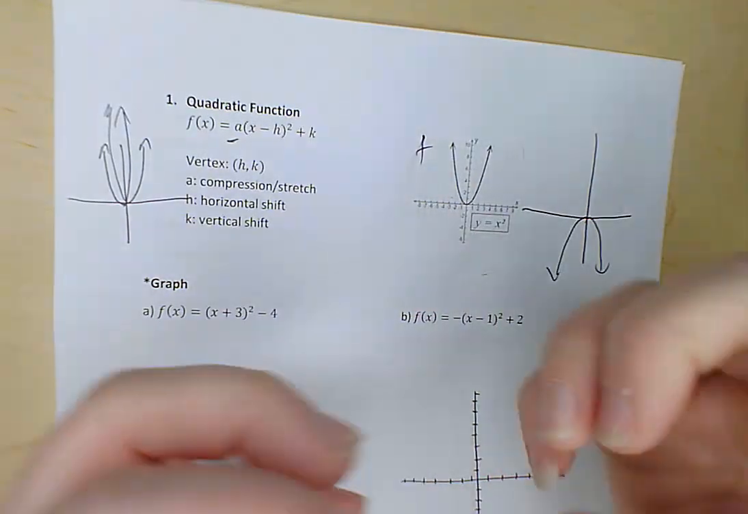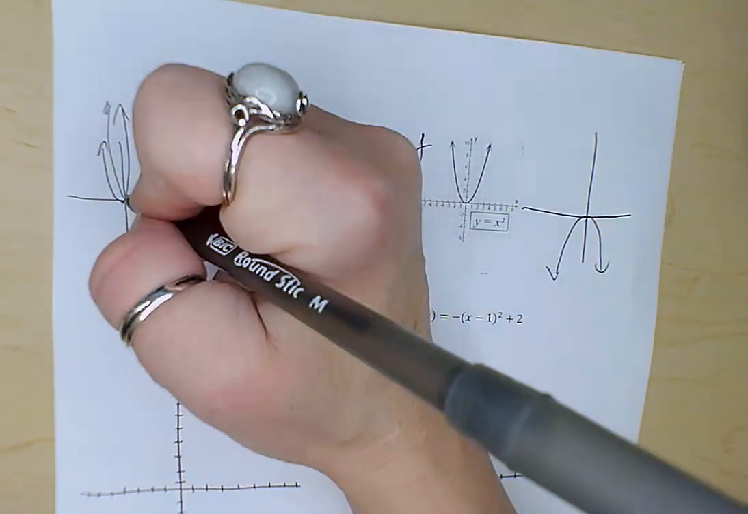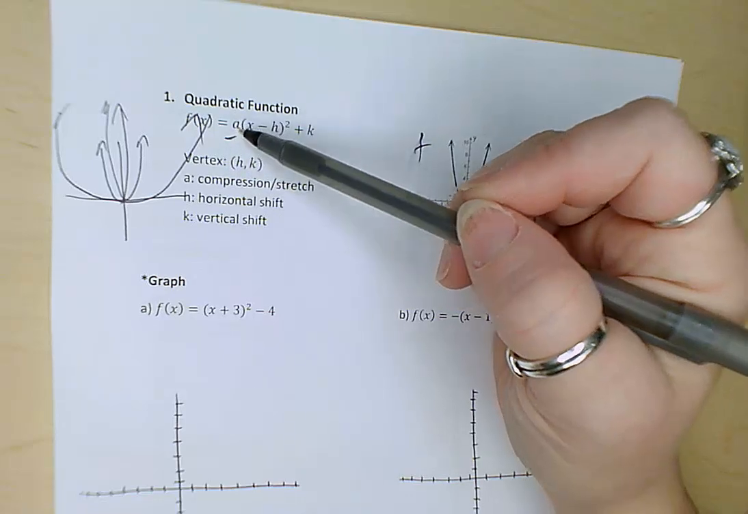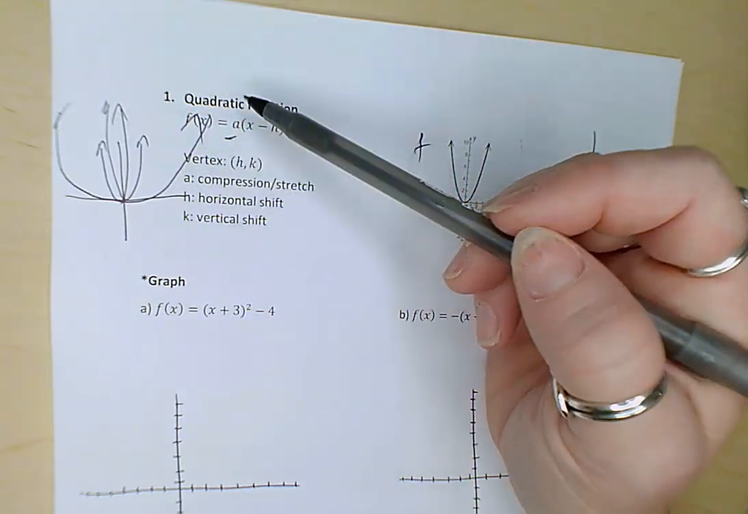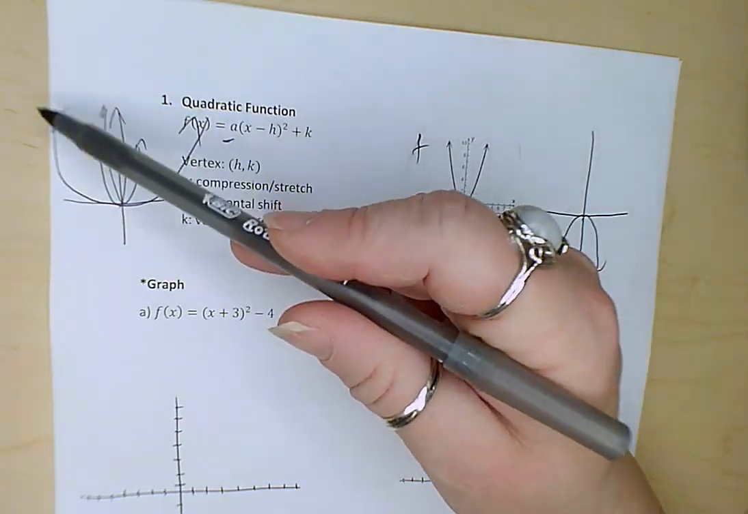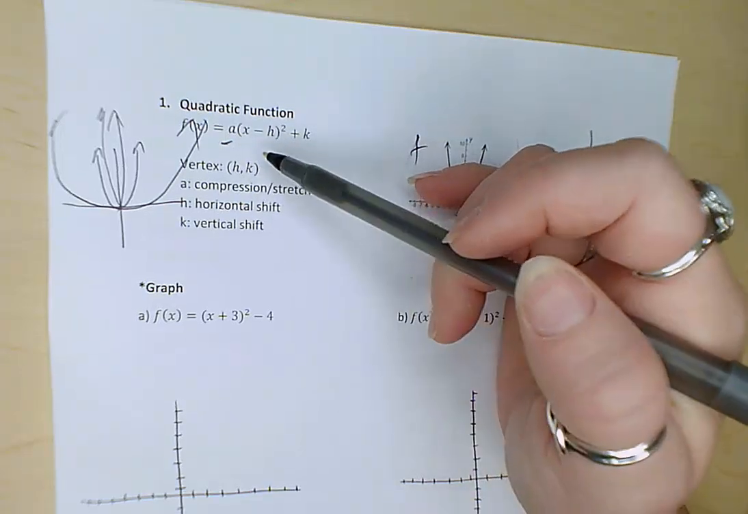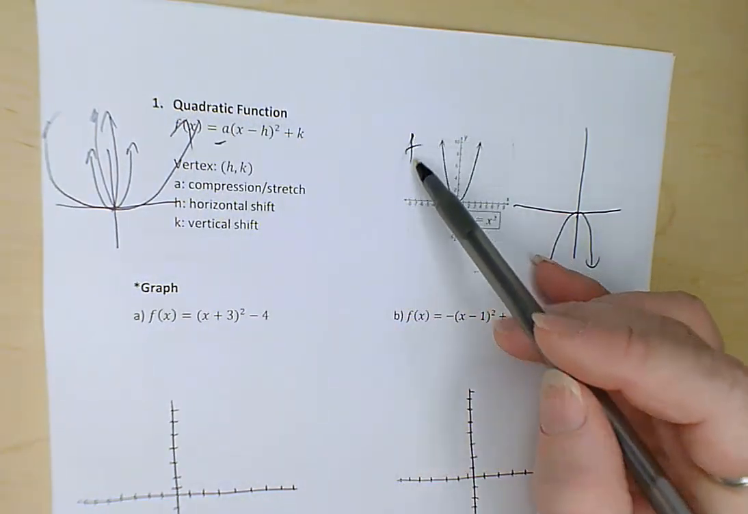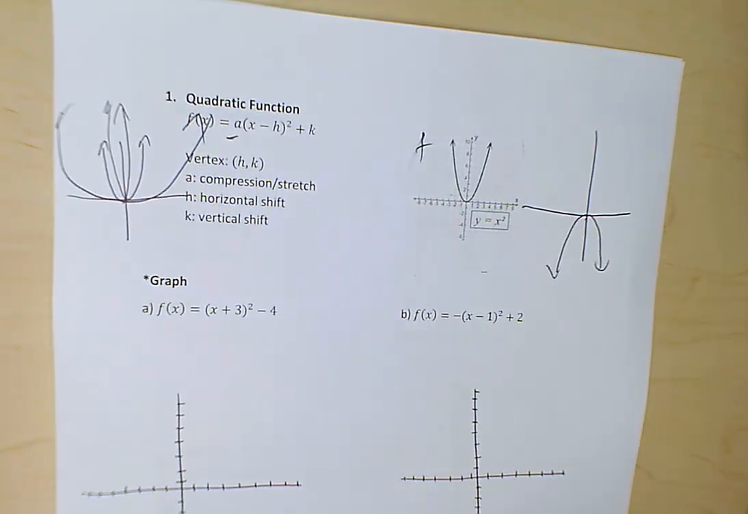A stretch, well, you're going to be stretching something out, right? So pulling it apart. So it's going to look a lot wider, something like that. The bigger a is, the skinnier it is. The smaller a is, so, the smaller of a fraction, it's going to be something wide like that. The second most important thing that a is going to tell you is if your function is positive or negative. If it's positive, your graph is going to be facing this upward direction. If it's negative, it's going to be facing downward.